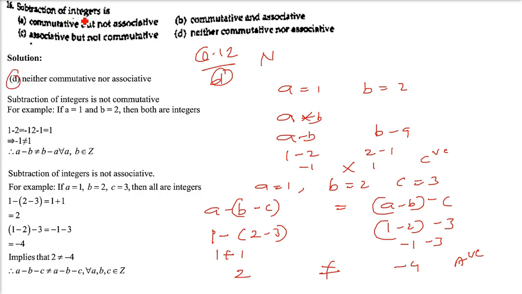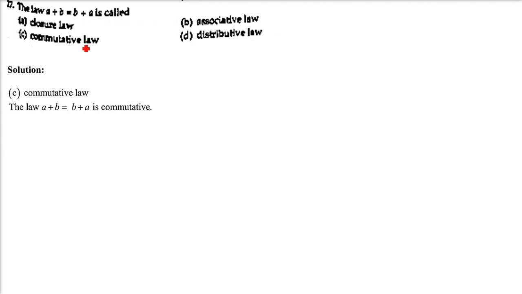So integer, natural number, as I said, this plays a very important role because the answer will become different. The law a plus b equals b plus a is called commutative on addition. When we did a star b equals b star a, that means it is commutative, where star is plus. So C is the answer.